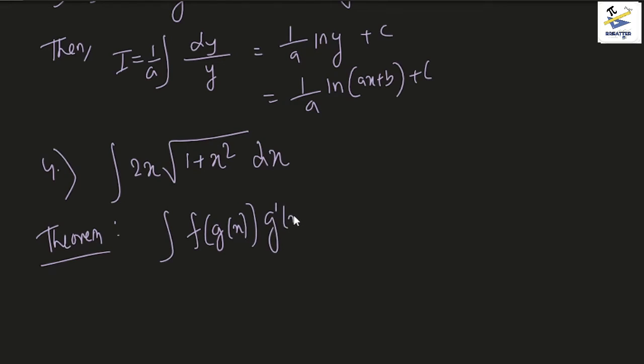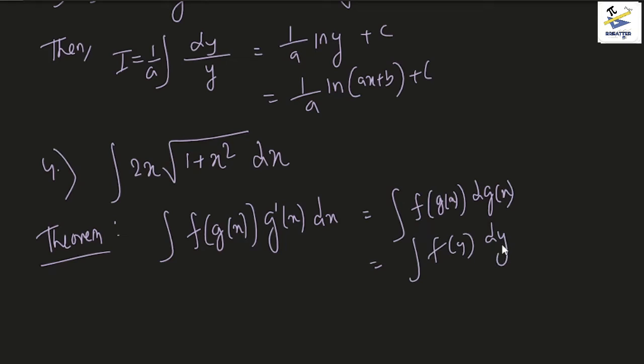into g prime x dx, this is the form of the integral, which as you can see is the chain rule. Then this is basically equal to the integral of f of gx d of gx, or you can say this is equal to the integral of f of y dy, where y equals gx. So you just need to integrate the function f. If the function f is integrable to you in an elementary form, you would be done, right?